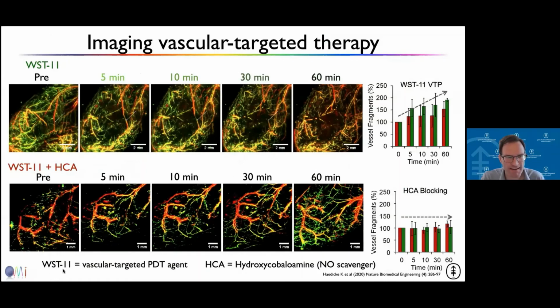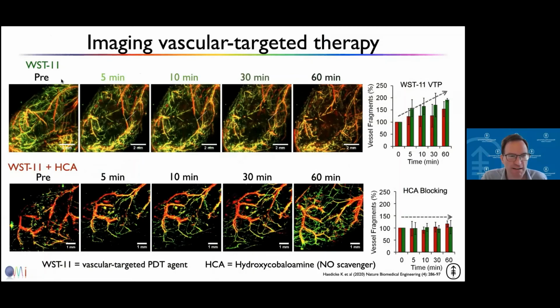It's called WST11. It's based on chlorophyll. It's a vascular-targeted agent, and upon irradiation in the near infrared, it basically obliterates the vessels through a known mechanism. Reactive oxygen species are created, and they destroy the vessels, and they destroy them pretty quickly. So here's a tumor image.